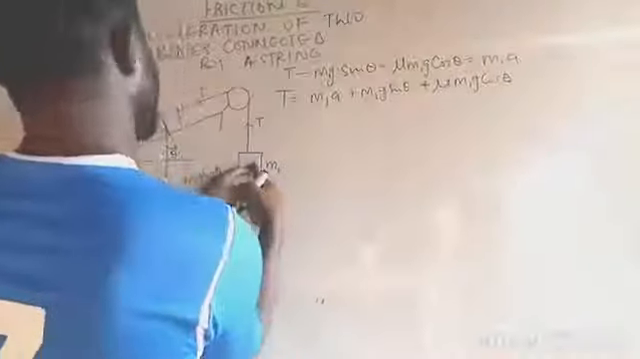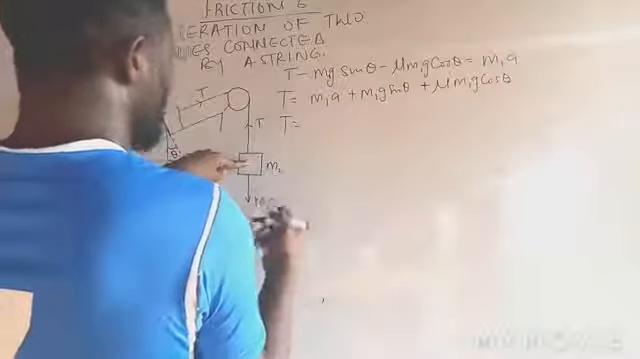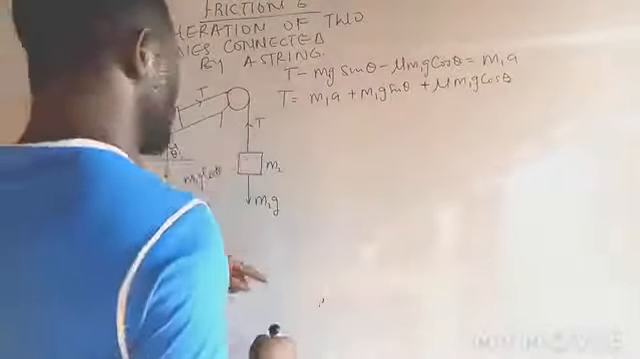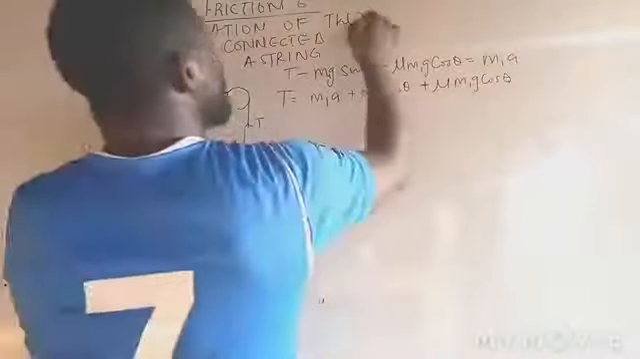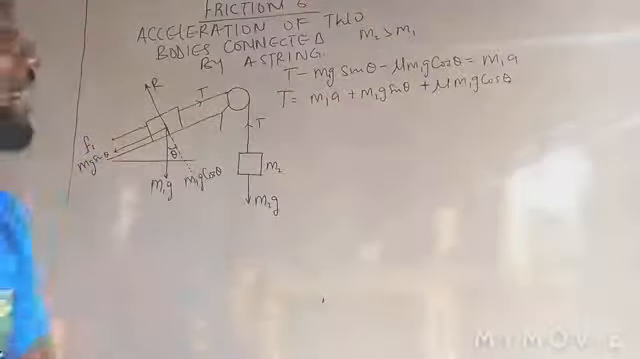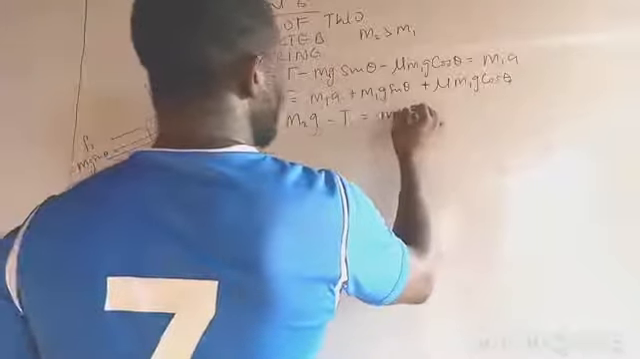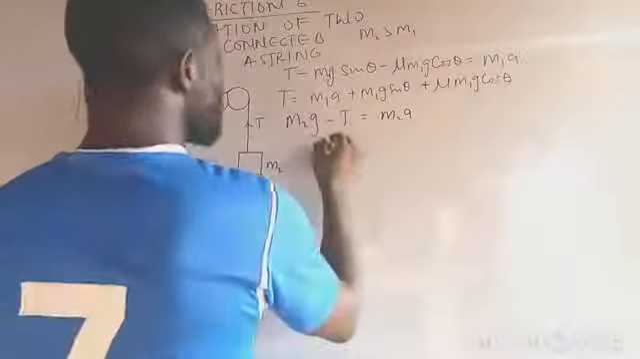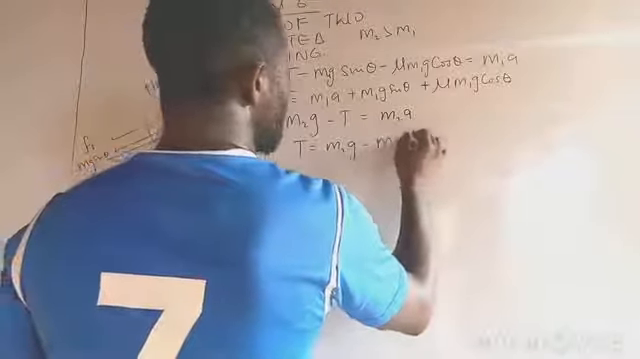Okay, let's come back to this body. For this body, of course, the body is accelerating downward. We have assumed that M2 is greater than M1, and as a result of that, we assume that the body is accelerating downward. If that is the case, we take M2G first. So we have M2G minus T is equal to M2A. So from here now, T is equal to M2G minus M2A.